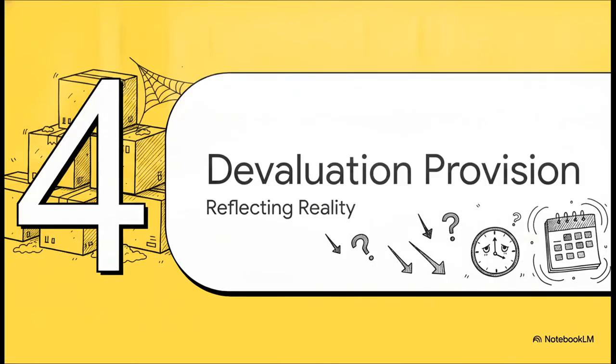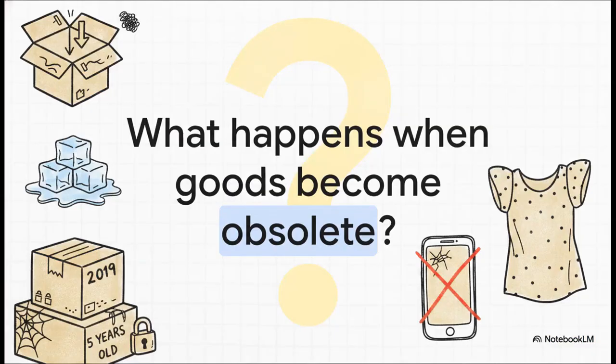But what happens if those goods don't leave the warehouse and just sit there, gathering dust? That triggers stage 4, devaluation provision. This acts as a crucial reality check in accounting. We have to ask the tough questions here because, remember, inventory is trapped cash. If it's damaged, totally out of style, or technologically obsolete, its value on paper absolutely has to reflect reality.